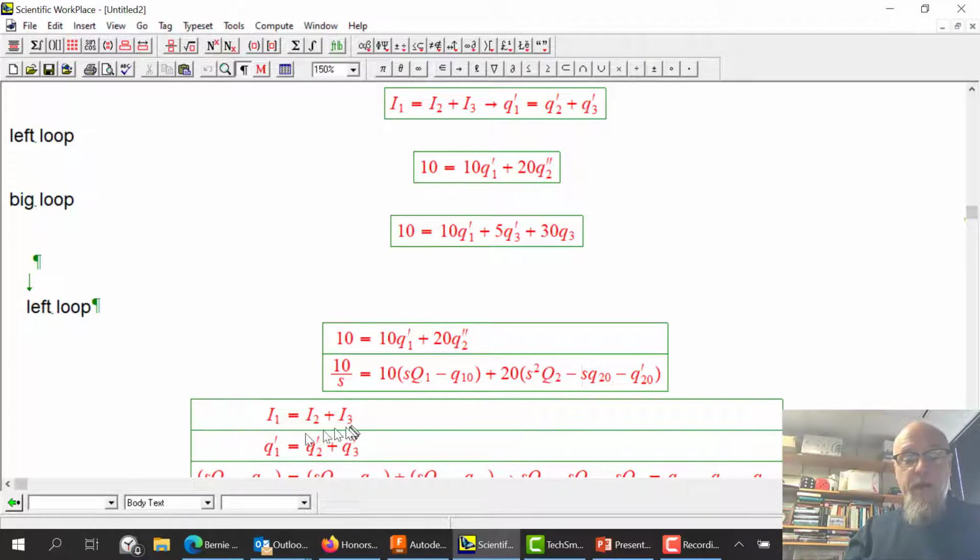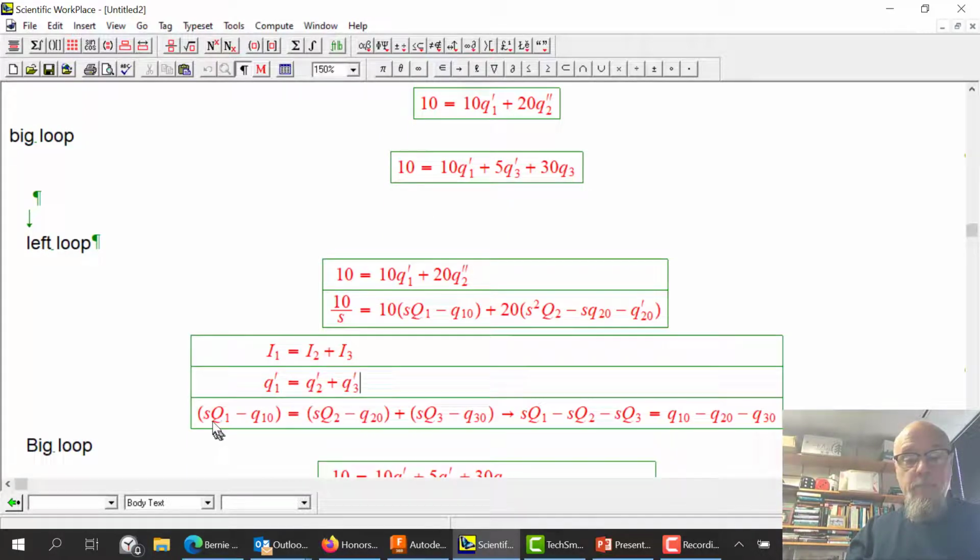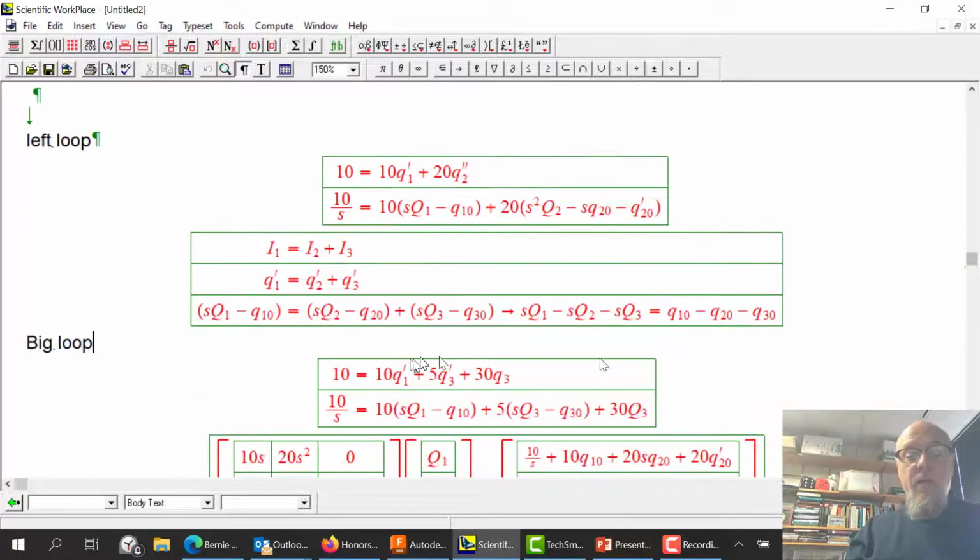When I take the Laplace of this Kirchhoff's current law, taking the Laplace of the Q1 prime, etc., I end up with only Q1s, Q2s, and Q3s, a linear combination of the Q1s, Q2s, and Q3s. Taking the Laplace of the big loop equation gives me the Laplace of 10, the Laplace of Q1 prime.